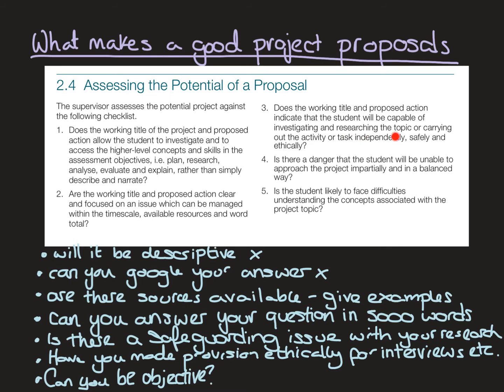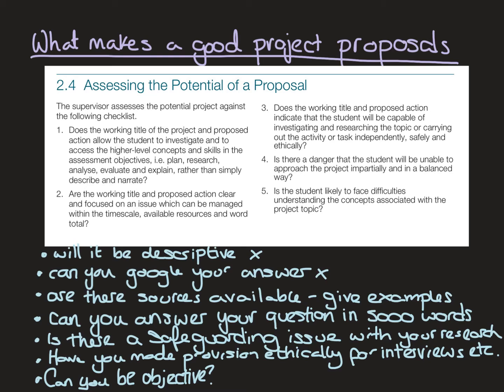If we have a look at number 3 now, does the working title and proposed action indicate that the student will be capable of investigating and researching the topic, or carrying out the activity or task independently, safely and ethically? Now, we were talking in our academic skills sessions before Christmas about ethical research, about health and safety, and about safeguarding. This is vitally important. There is no wriggle room with this at all. So a couple of things to think about.